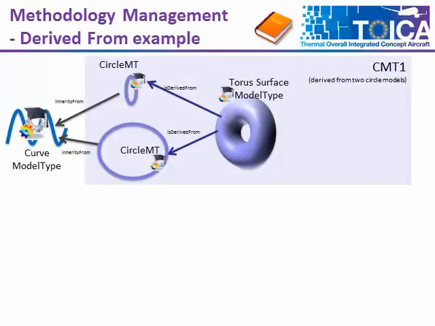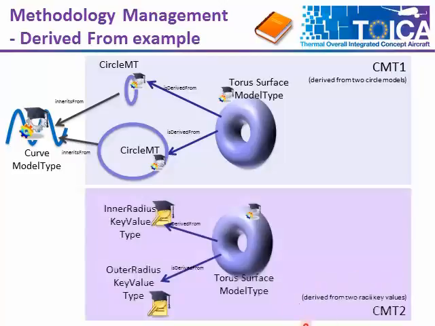This is a contrived example to illustrate the concepts. We have a torus surface model here, and in this particular collaborative modelling template it is derived from two circle models. One is the profile and one is the guide, and then they use a lofted method to generate the surface. The circle and the profile and the guide are both types of curve model type.